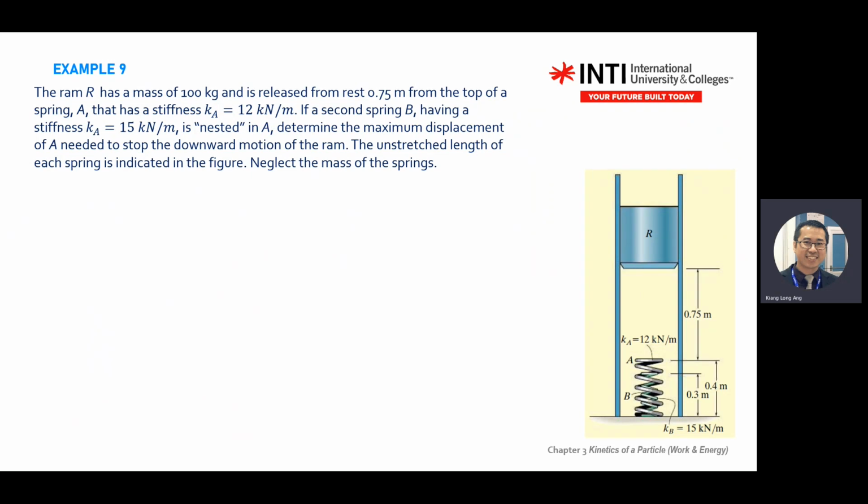Okay. Here, example 9 is about a spring. This one as homework, you go home and read. Basically, what does this system do? This will go down and hit the spring. You have two springs, one spring outside, one spring inside. So the question will ask you to determine the maximum displacement of A needed to stop the downward motion of the ram. The unstretched length of each spring is indicated in the figure. Ignore the mass of the spring. You need to find the maximum displacement of A here.